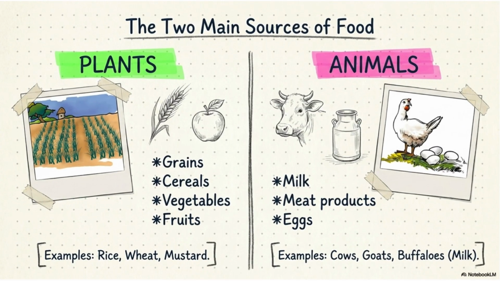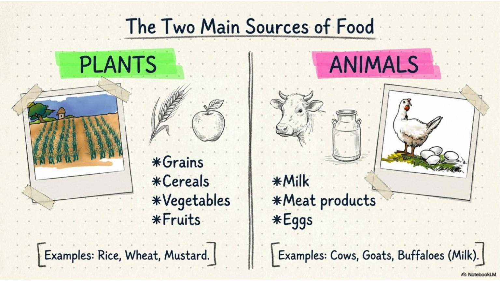Slide 3. So, now we know that our meals are made of ingredients. But where do the ingredients come from? Well, almost everything we eat traces back to just two main sources, plants and animals. Think about a farm. The plant side gives us things like grains, cereals, vegetables, and fruits.